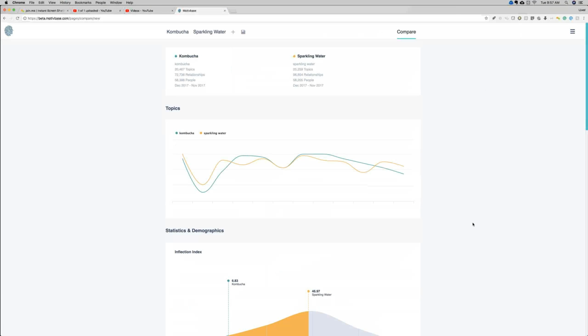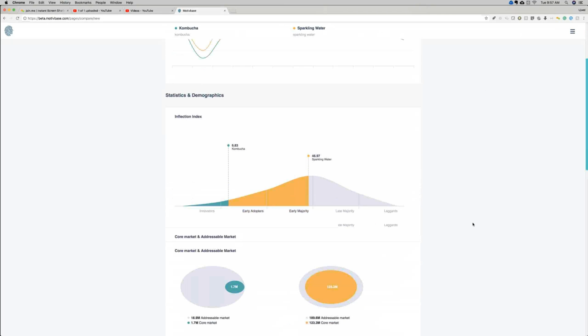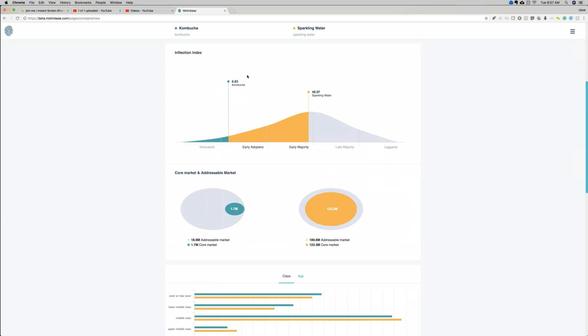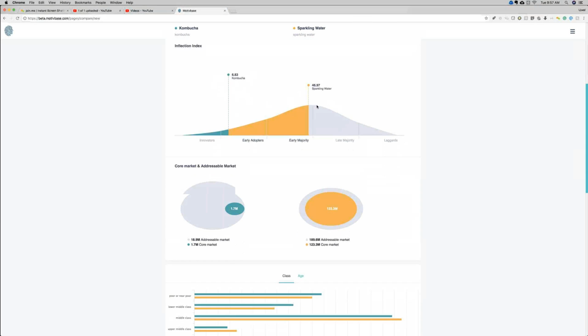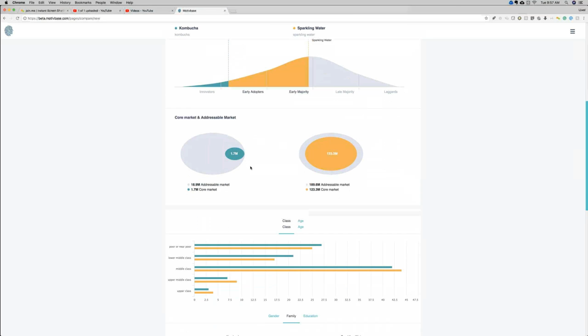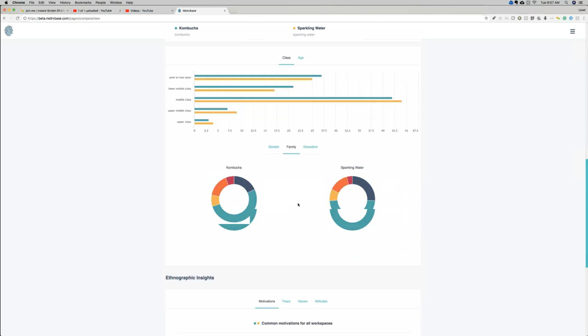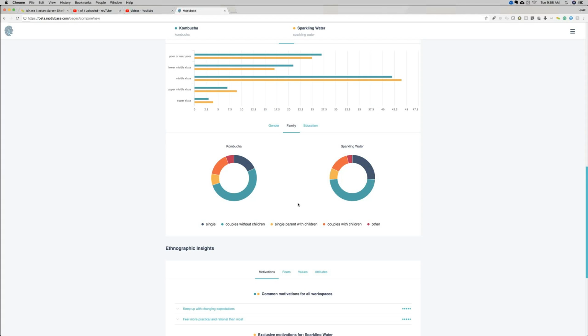And what MotivBase does is it compares the two topics. Obviously, no surprise there, kombucha relatively young compared to sparkling water, much smaller market size. But here's where things get interesting. So the first thing I would look for is, how do the sociodemographics differ? Is there anything significant? The one thing that does stand out to me a little bit is maybe a little bit of over-indexing on single people with sparkling water.